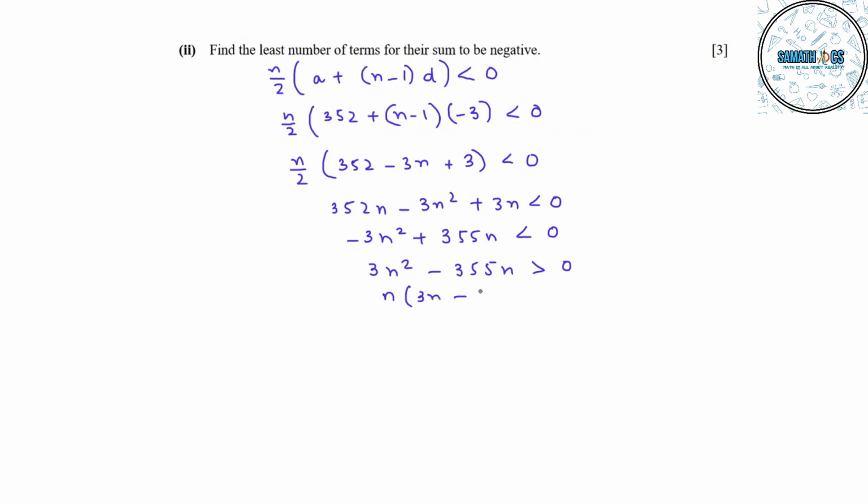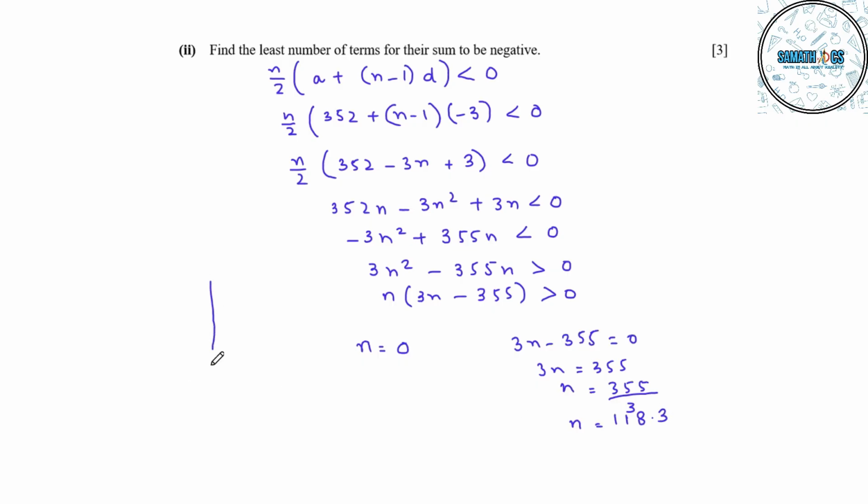n times 3n minus 355. As we have a quadratic inequality, we will take out critical values. n is equal to 0 and 3n minus 355 is equal to 0. So 3n is equal to 355 and n is equal to 355 divided by 3, which is equal to 118.3.